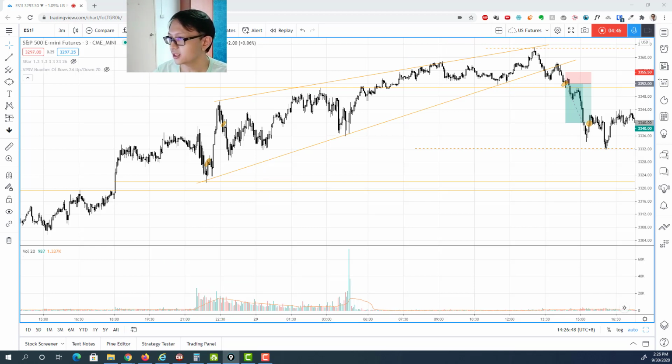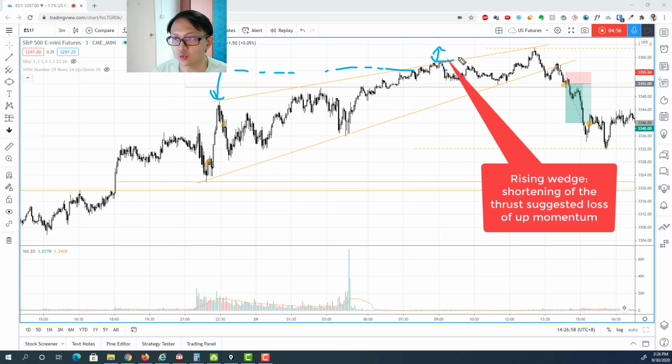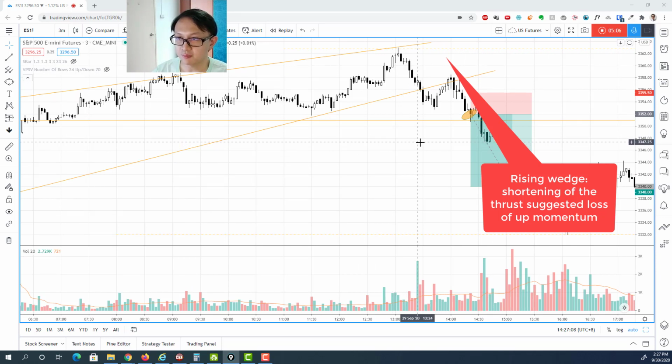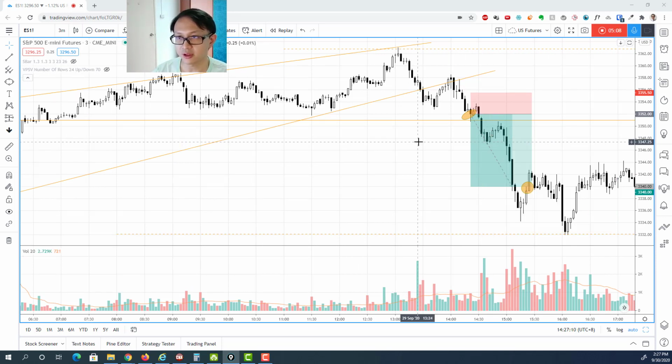So definitely with this rising wedge, we can see that there's a shortening of the upward thrust. So the up wave becomes shorter, the upward thrust becomes shorter, and eventually it just broke down roughly at around 1 p.m. my time zone. That's roughly around the European session. So that is the first sign of weakness.